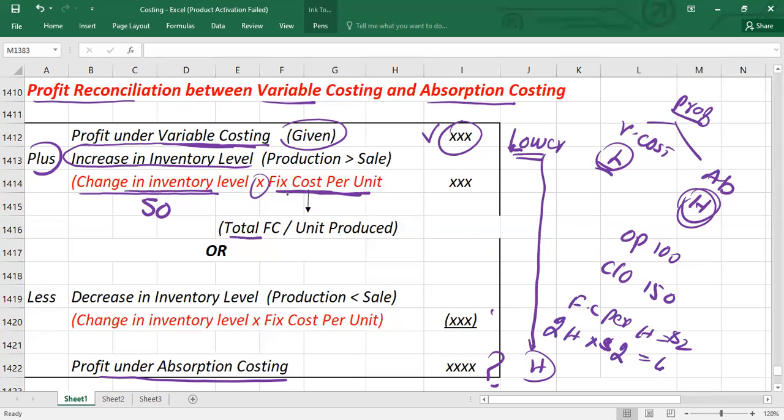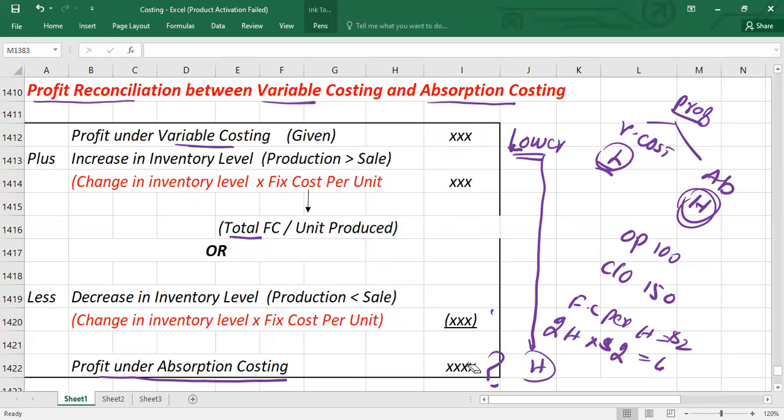Now guys, if you are not provided with this scenario, like you don't have an increase in inventory level, this is not the scenario. Now I'm just going to reverse the scenario, guys. Maybe, for example, again you are provided with the profit under variable costing, and you have to calculate the profit under absorption costing. And now this is not the scenario. Maybe in the exam you might face this scenario.